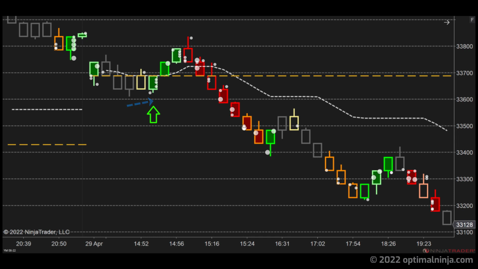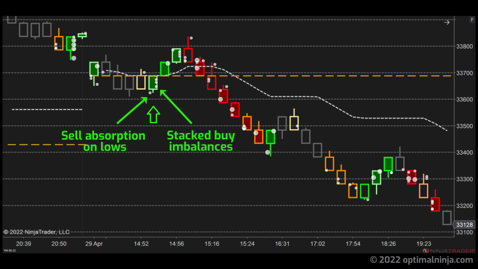In terms of imbalances, we have stacked buy imbalances and sell absorption on the lows, and we also have high imbalanced volume, so the body is painted. All this means that the bar scores highly as a long setup. And if you went long there, you could certainly have held through these strong bull bars to target 33,800 or the prior session close, or you could use a trailing stop.